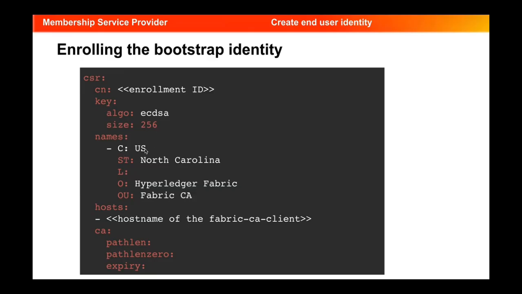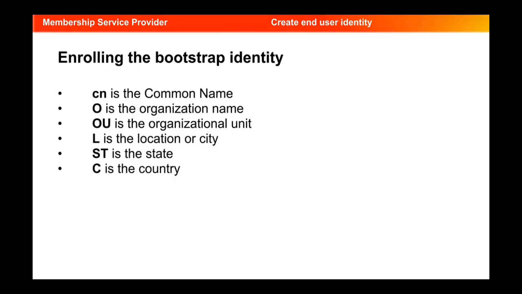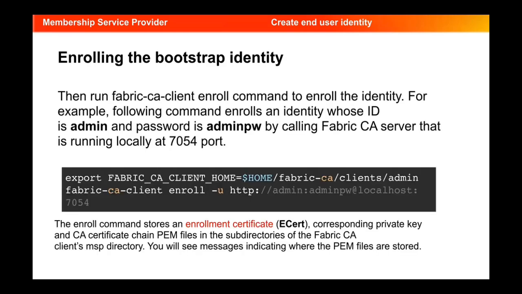So right now in this code snippet we have mentioned it as US. This is the code snippet where we will be handling the properties in order to enroll the bootstrap identity. This is just the example of the attributes which I have explained in the previous code snippet. Moving on, next is enrolling the bootstrap identity.